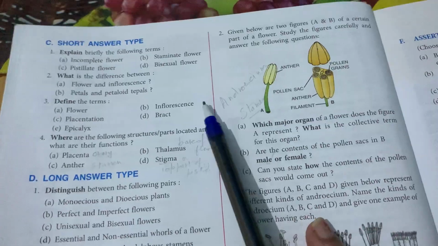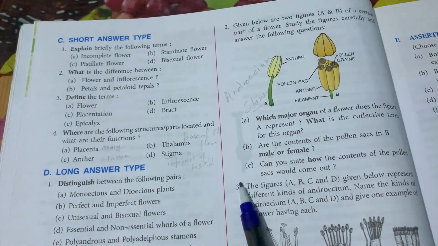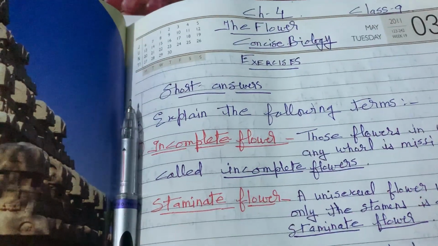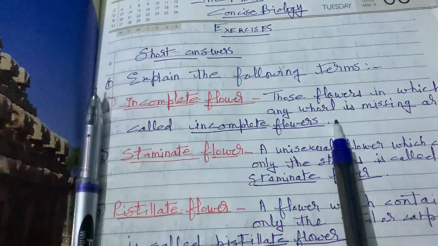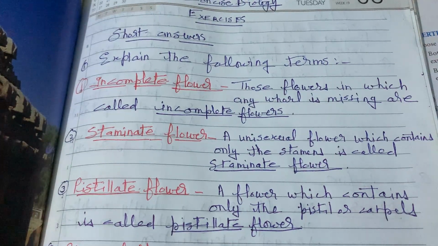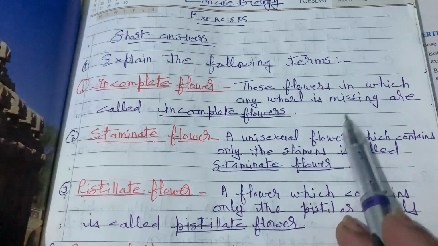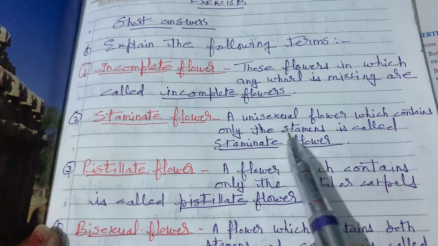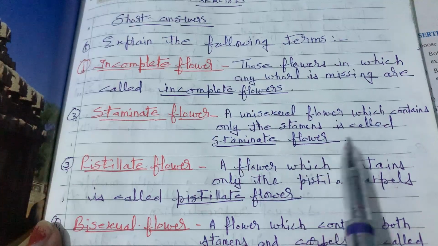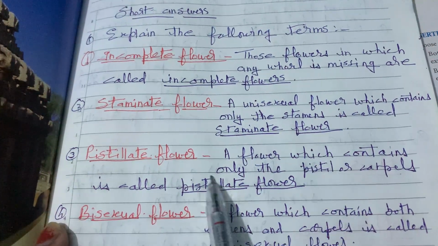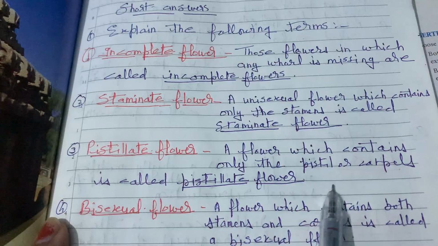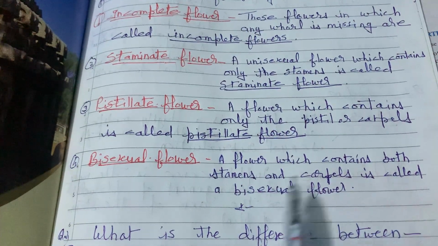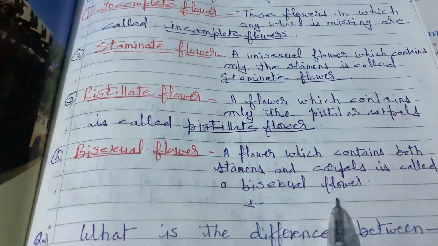Okay, now the short answer. Explain briefly the following terms. Incomplete flower. Those flowers in which any whorl is missing are called incomplete flowers. Staminate flower, unisexual flower which contains only the stamens. Pistillate flower, flower which contains only the pistil or carpels. Bisexual flower, a flower which contains both stamens and carpels.